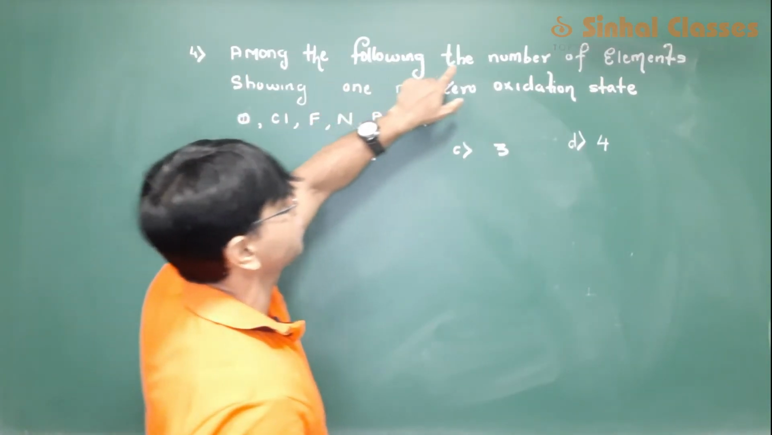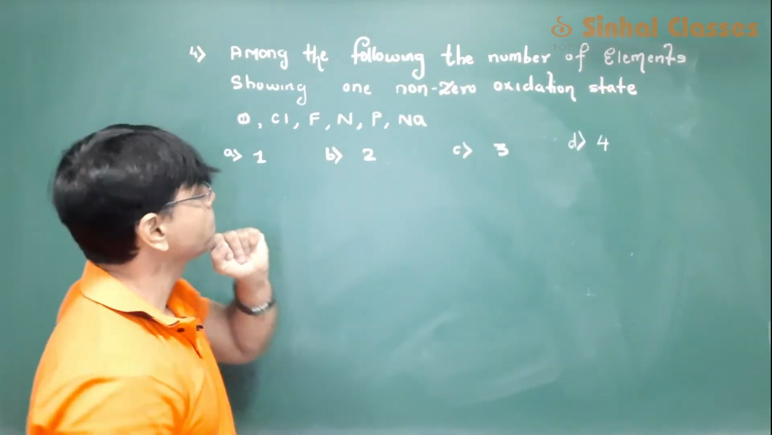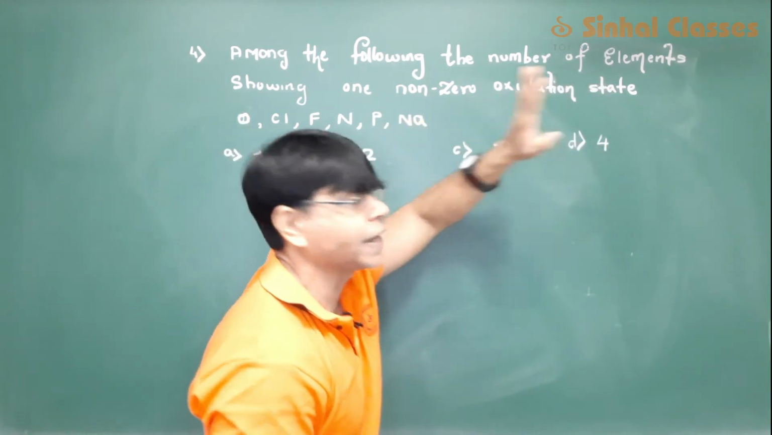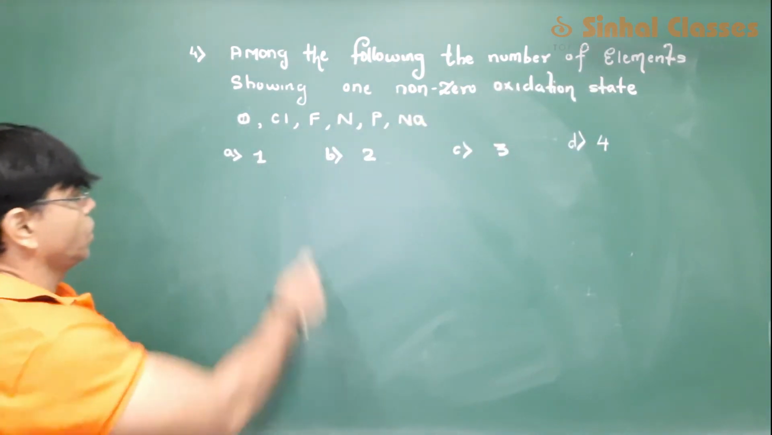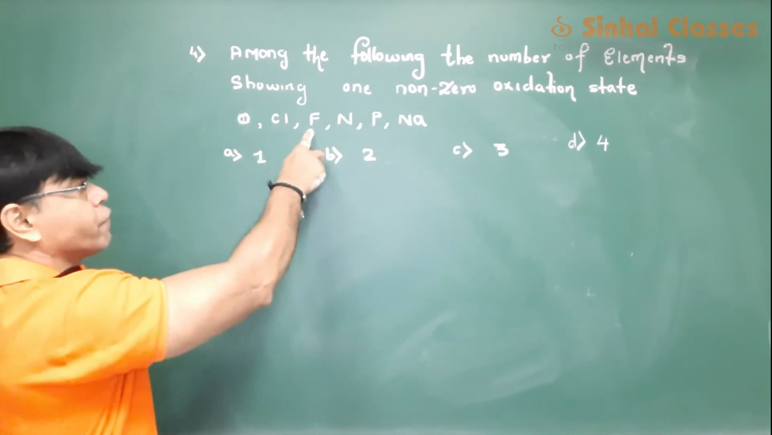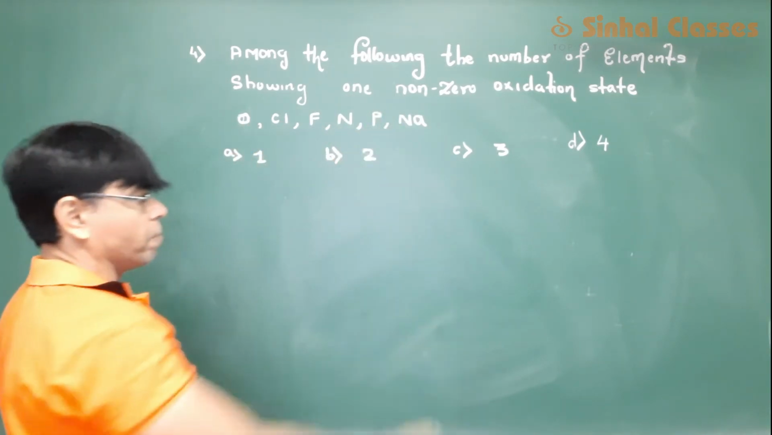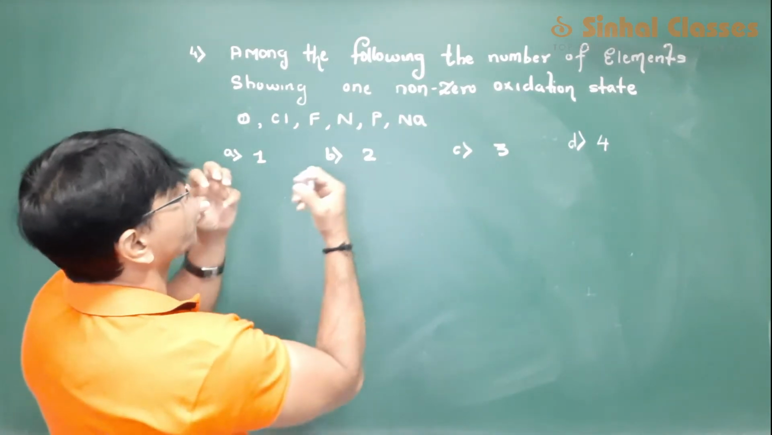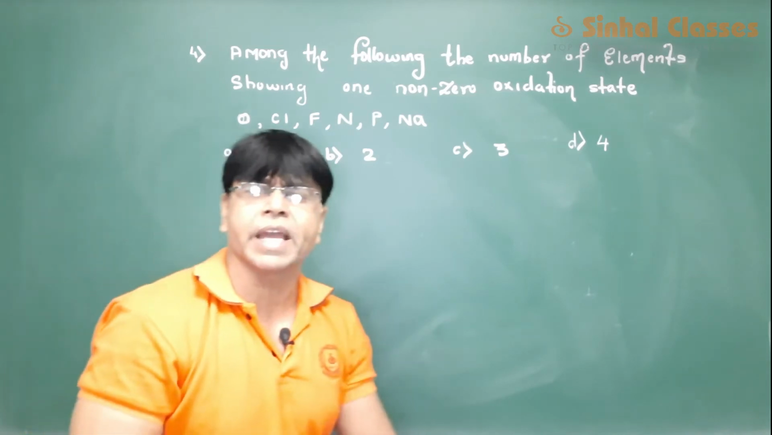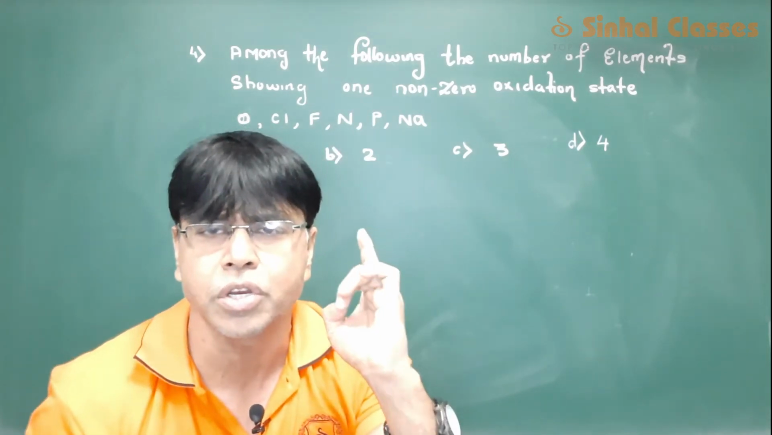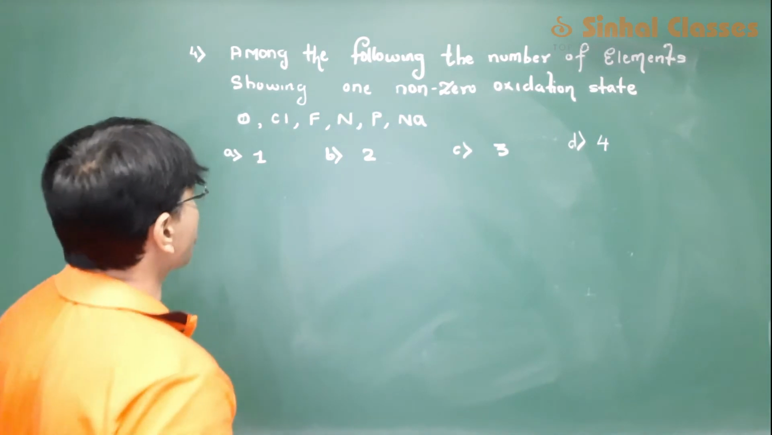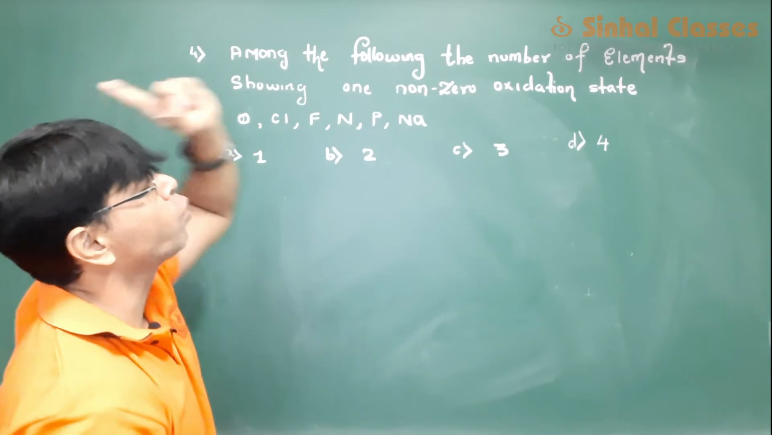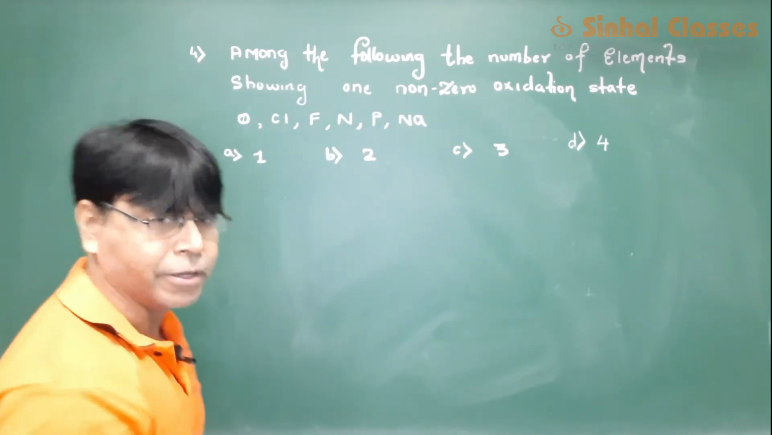Among the following, the number of elements showing one non-zero oxidation state: oxygen, chlorine, fluorine, nitrogen, phosphorus, sodium. So what is the meaning of this question? It says to find out those elements which can have only one oxidation state. So among them, how many elements have only one oxidation state? That's what you have to find.